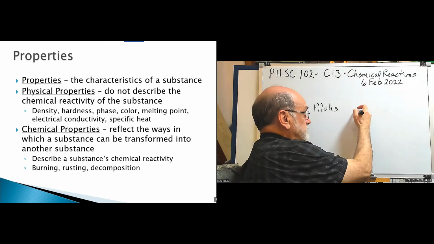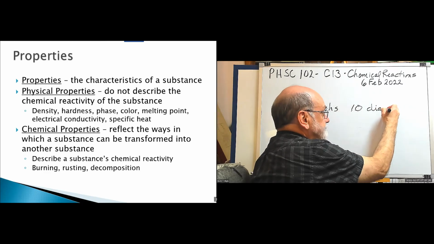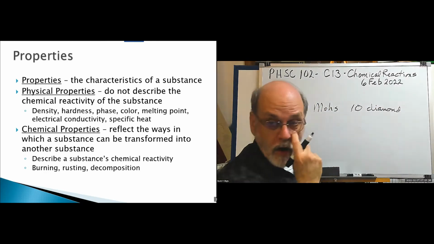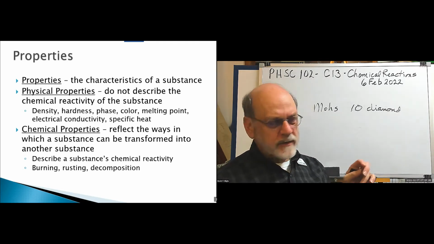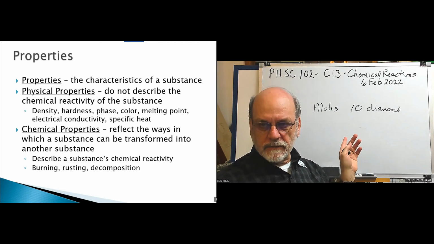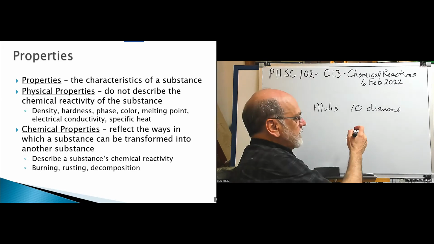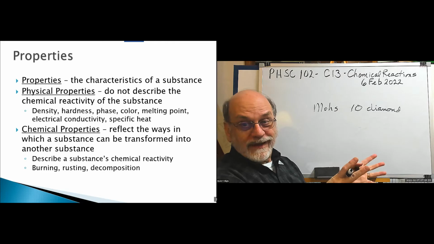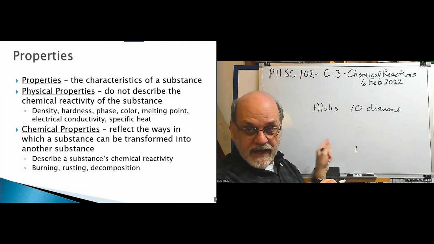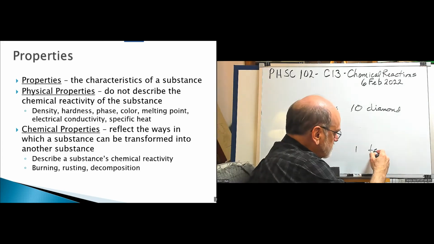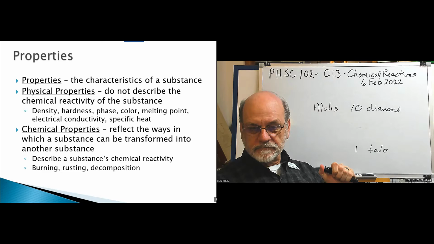And the hardest one, Mohs 10, is diamond. The hardest naturally occurring substance. We may mention that again when we get to the next chapter on organic chemistry, because diamond is made of carbon. The softest in this scale is talc. Very soft mineral.